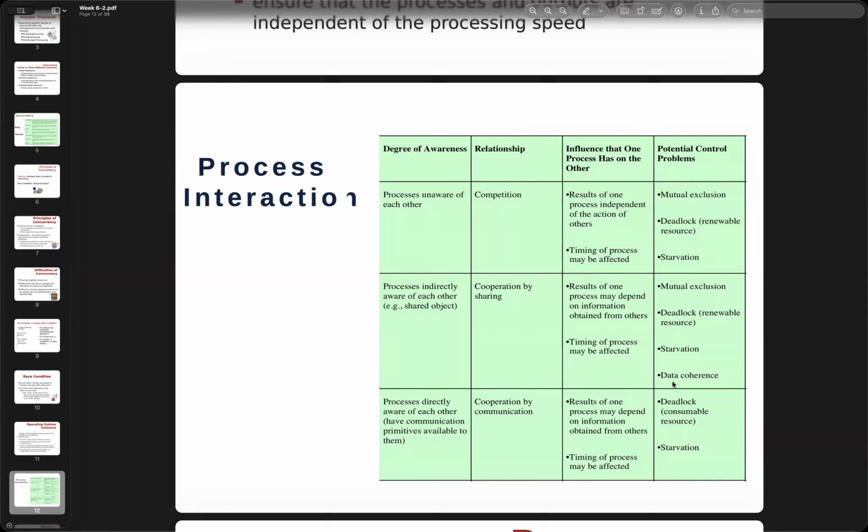One more is data coherence, because we rely on the data and information obtained from others, right? So we add one more potential control problem.